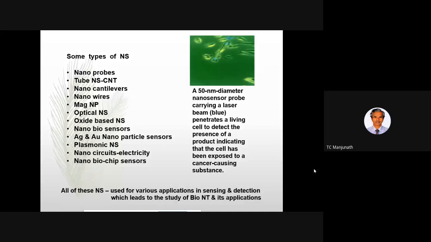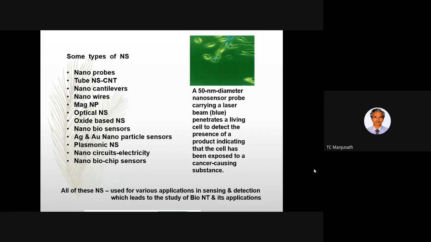The nano biochip sensors: in that diagram, you can see a very, very small sensor, 50 nanometers in diameter. That nano sensor probe is carrying a laser beam, which you can see in blue color, and it penetrates a living cell to detect the presence of a product, indicating that the cell has been exposed to a cancer-causing substance. Once the nano sensor detects that particular affected cell, that cell can be brought out, or killed then and there by hitting it with a laser beam, and it can be dissolved in the bloodstream, like how you take a medicine, a pill, a capsule or a tablet: it goes into the blood and gets dissolved inside the bloodstream. Similarly, this process also can be evolved.